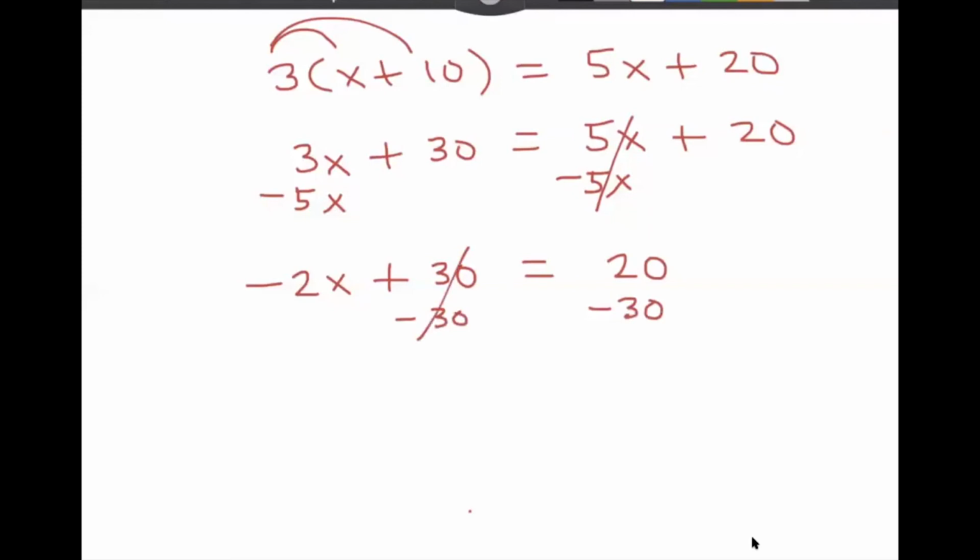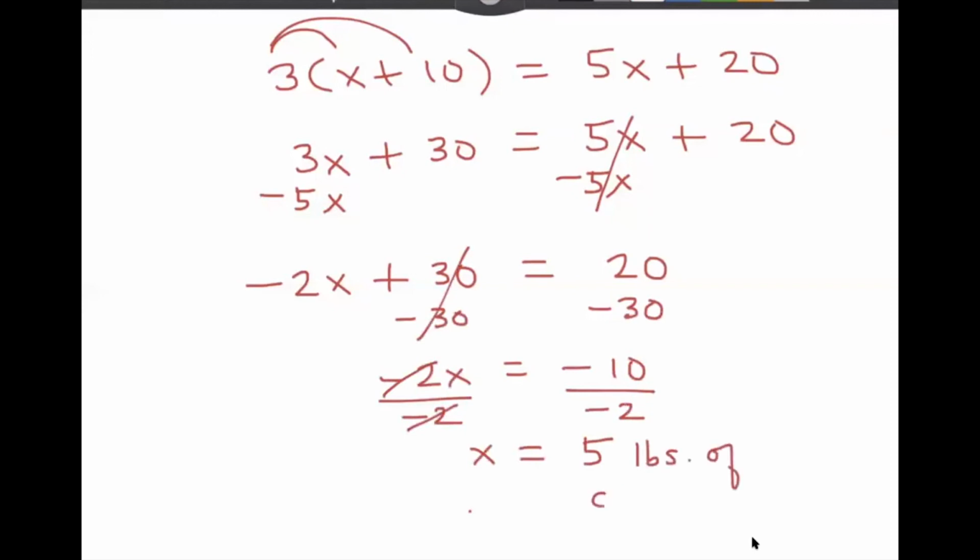All right, and now I'm subtracting 30 from both sides. That's going to give me negative 2X equals negative 10. Divide both sides by negative 2. Okay, and now this looks okay. -10 divided by -2 is 5. The question was, how many pounds of chocolate covered peanuts? We would need 5 pounds.